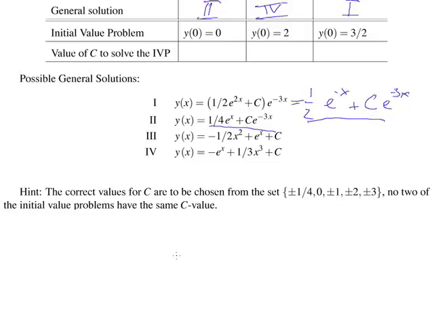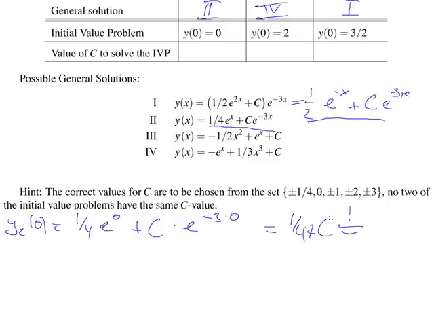And we have function number 2. So if we look at y2 of 0, saying that e to the 0 is 1, we get 1/4 plus c. And what we want is that it should be equal to 0. That's what we demand. That's our initial value condition here, that this is equal to 0. So we get that c must be equal to minus 1 over 4.